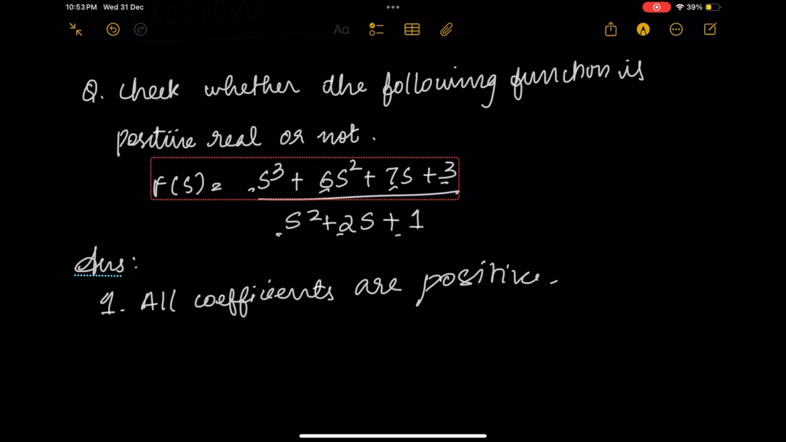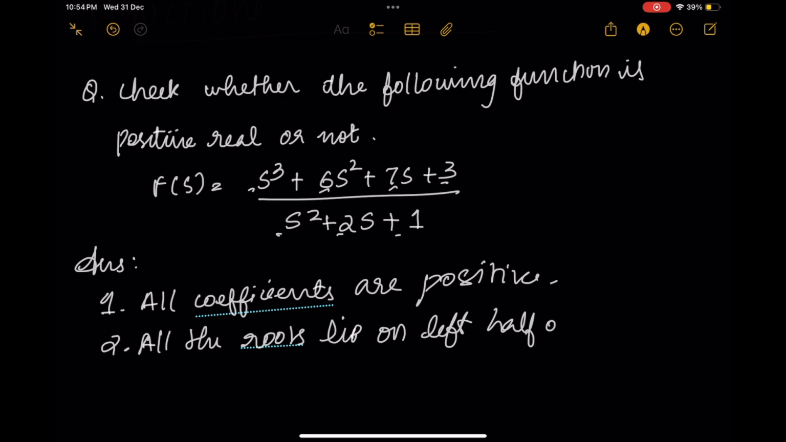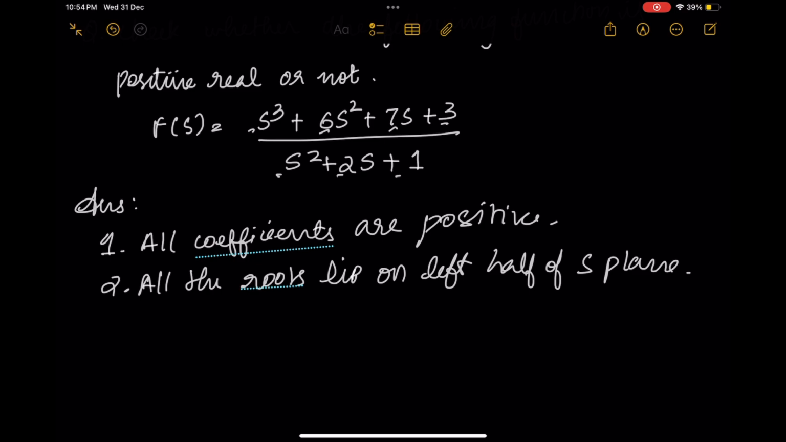Next thing we have to know is whether they are Hurwitz. The second criterion will be to check whether all the roots lie on the left half of the S-plane. Yesterday we did this by taking the roots directly from the equation, equating the numerator and denominator to 0. We found the roots and checked whether they are on the left half of the S-plane or not.